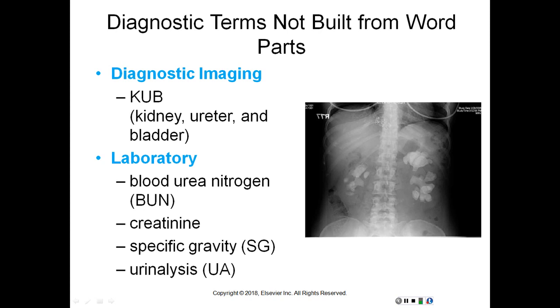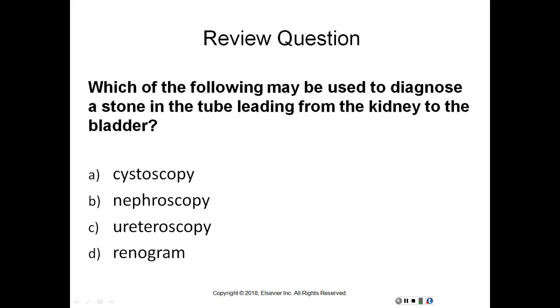And so we have one review question. Which of the following may be used to diagnose a stone in the tube leading from the kidney to the bladder? So it's worded a little differently, but basically, what is the name of the tube that goes from the kidney to the bladder? Hopefully, you said that the ureter is that tube. And so which one would be a visual examination of it? Well, hopefully you chose C for ureteroscopy, and that is the correct answer. And that will end this recording.